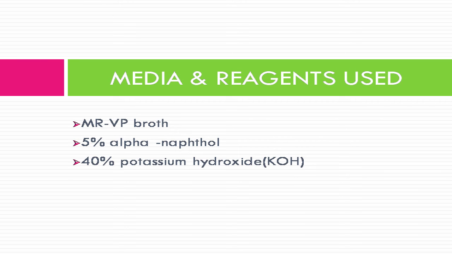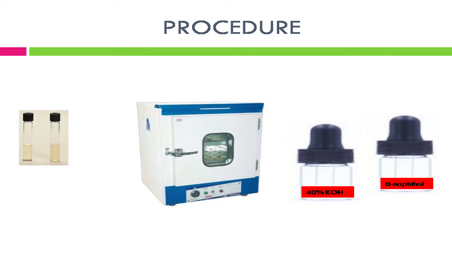Media and reagents used: MRVP broth, 5% alpha-naphthol, and 40% potassium hydroxide. Procedure: inoculate a tube of MRVP broth with a pure culture of the test organism. Incubate for 24 hours at 35 degrees Celsius. Add 3 drops of 5% alpha-naphthol, followed by 1 drop of 40% potassium hydroxide. Shake the tube gently to expose the medium to atmospheric oxygen and allow the tube to remain undisturbed for 10 to 15 minutes.